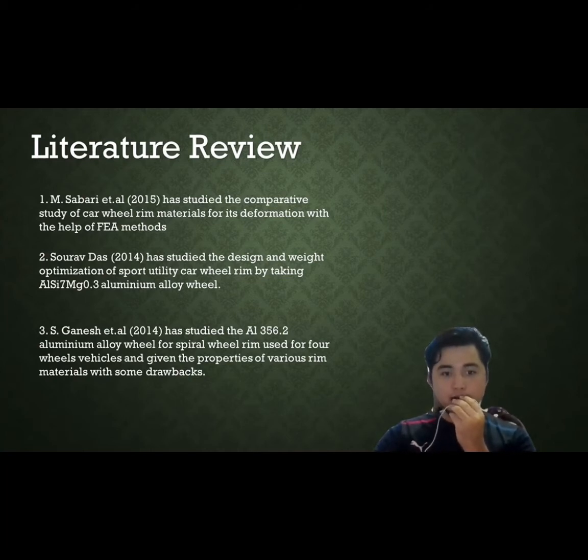For the last one, the research was done by S. Ganesh and others in 2014, where they studied the AL356.2 aluminum alloy wheel. The study was done on spiral wheel rim used for four-wheel vehicle and gave the properties of various rim materials with some drawbacks.